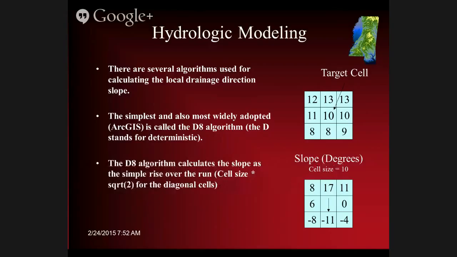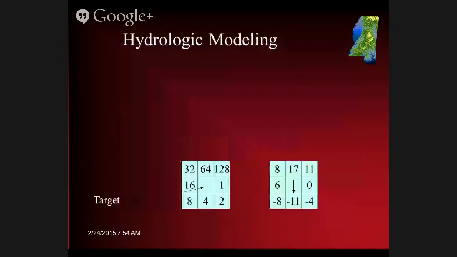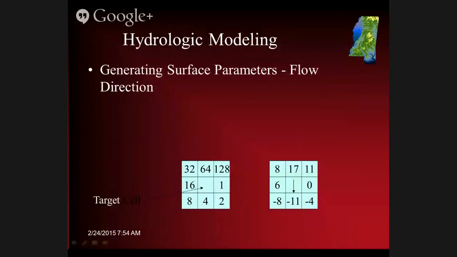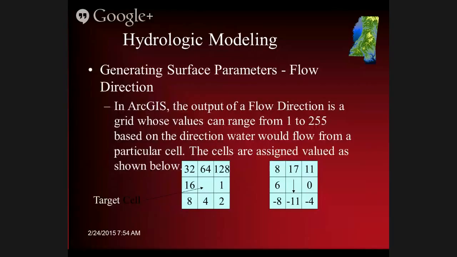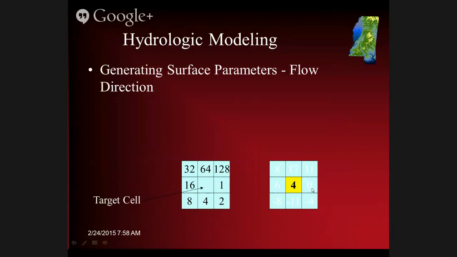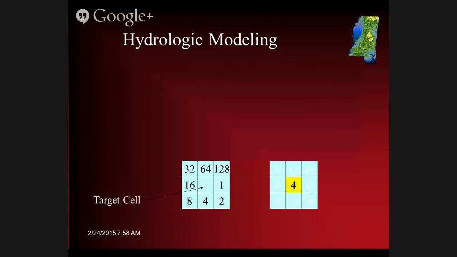Okay. So here in this case, we've got the target cell, got the output units, and what ArcGIS does in the raster GIS system is assign a value from 1 to 255 based on the direction that the water would flow out of a particular cell. So it actually looks like this. It looked like 4 in this case.